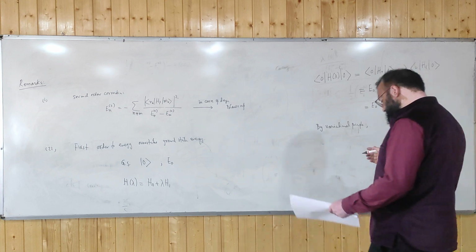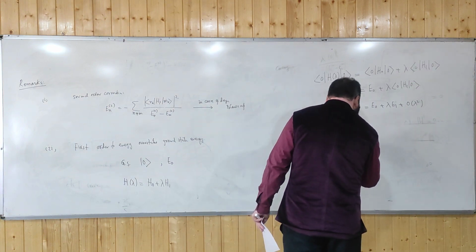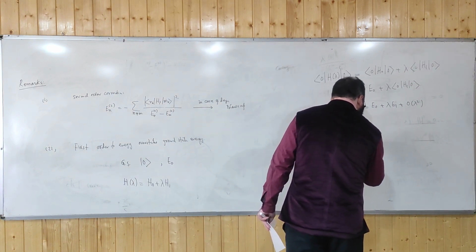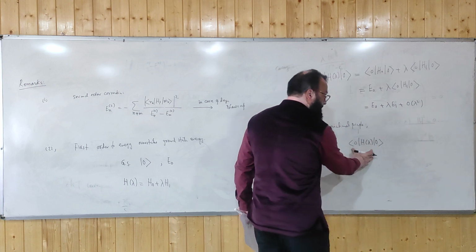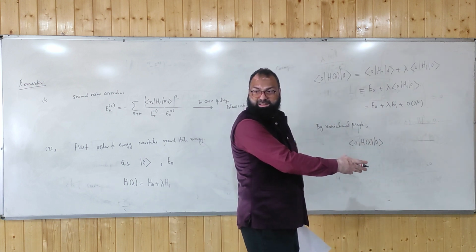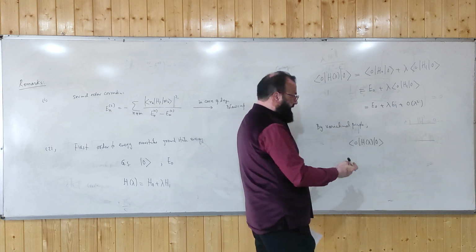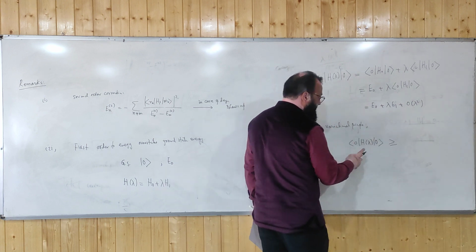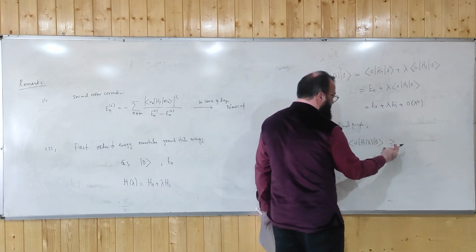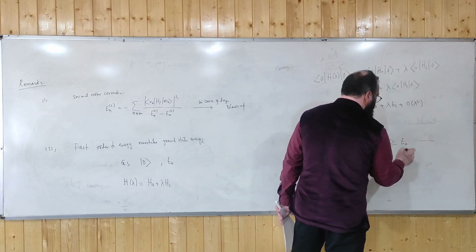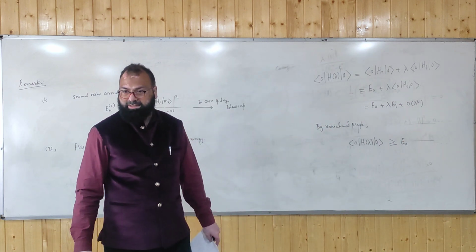So what does that mean? It means you get an energy here. This is the ground state energy, clear? And if I take the variational principle, this energy will always be greater than this E0. Clear?